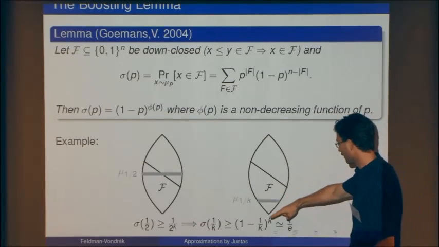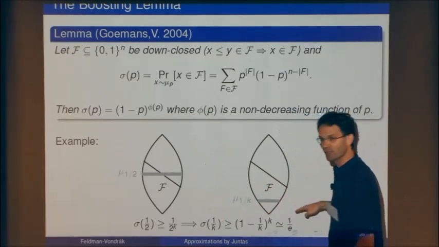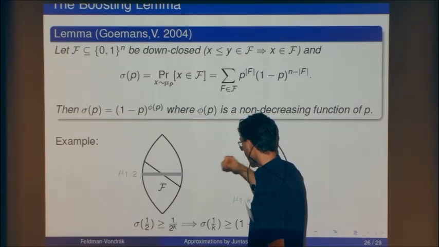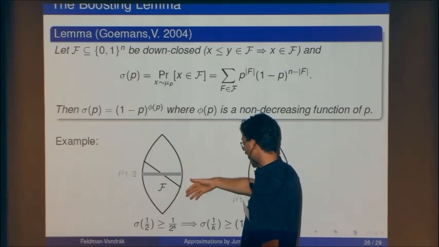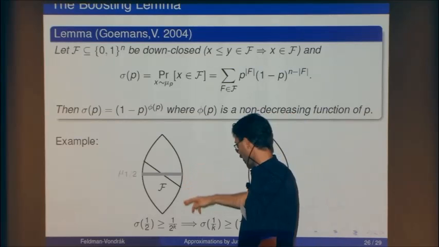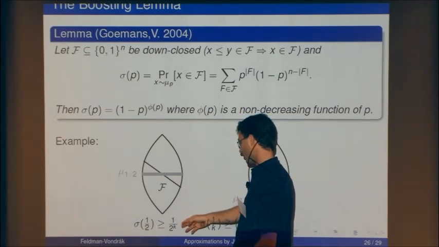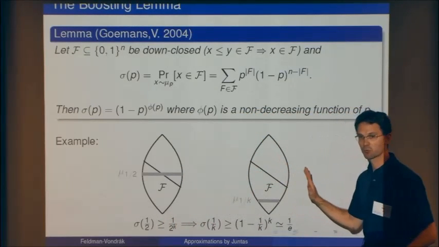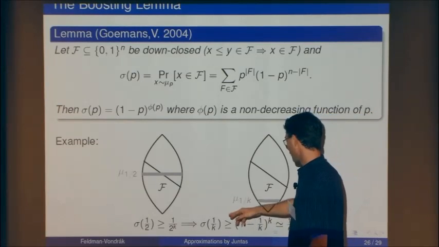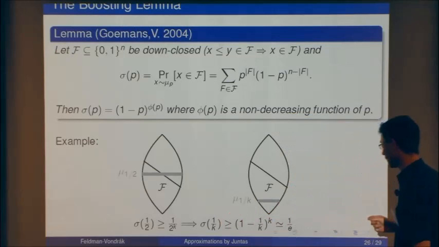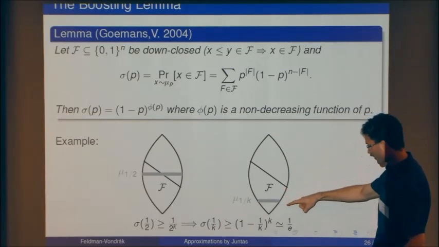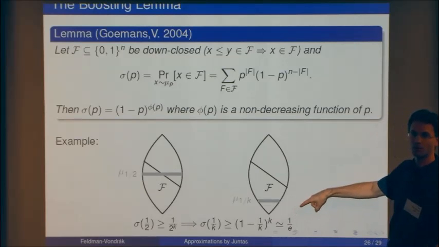So here's an application of the lemma which makes it more clear, I think. Suppose you have some down monotone event f, and first I look at the uniform distribution. I sample with probability 1/2, and I look at the probability of my event. Suppose I know that it's at least 1 over 2 to the k for some k, so relatively small. Then the lemma says that if I sample instead with probability 1 over k, the probability that the event happens will go up to a constant.